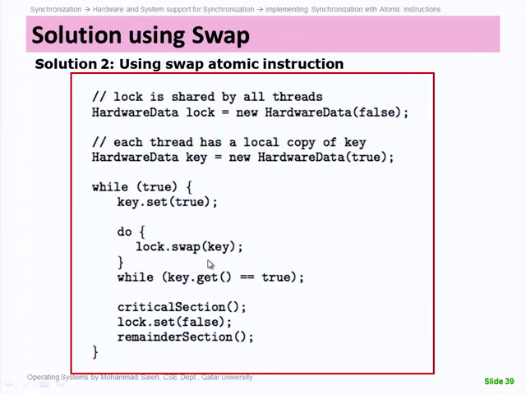So if that value is false, it means it was free and I managed to access it. But if that value is true, it means it was not free. I swapped true with true, I got true, meaning it was not free, meaning I did not manage to access it. So that's why here we keep repeating this as long as the value that we retrieved after the swapping, which is currently in key, is true, then keep trying. Keep what? Keep trying. Clear? Is it clear here?